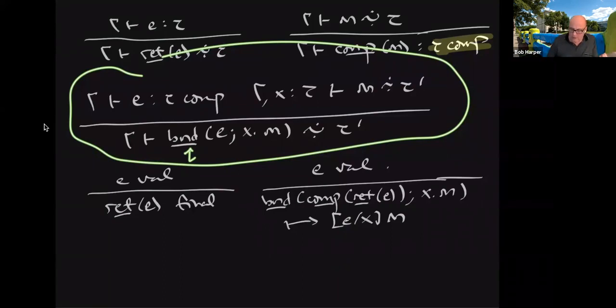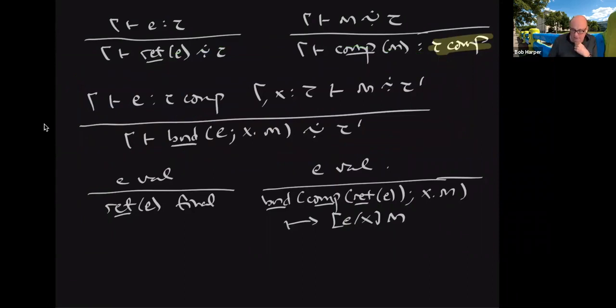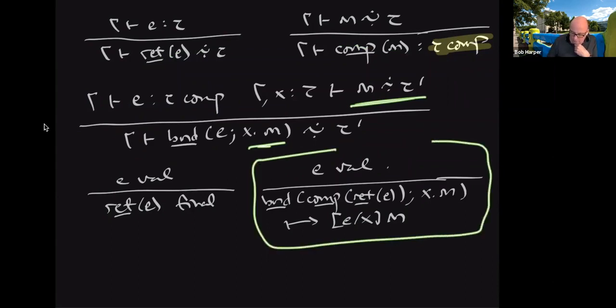Okay. But here I've set it up so that it's the elimination form for the modality. So if I have something which is an encapsulated computation, then the idea is that BIND is going to run it and then take its value if it has one and pass it to this possibly divergent computation M, which is the body of the BIND. And that's explained right here.